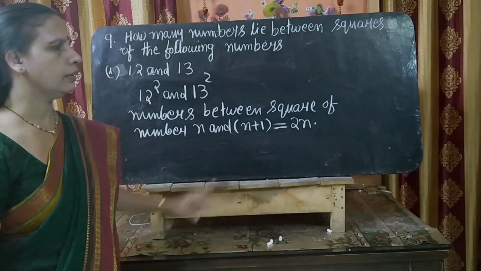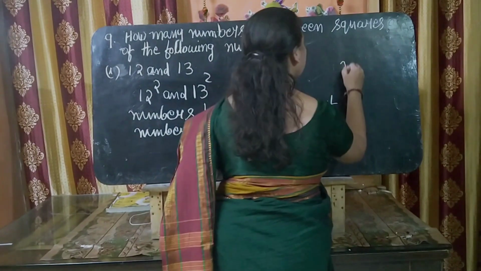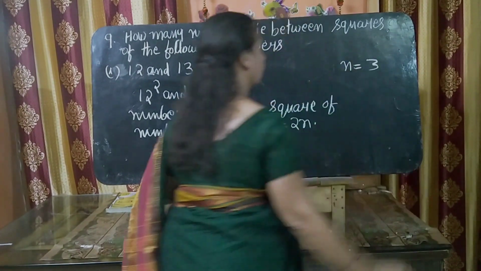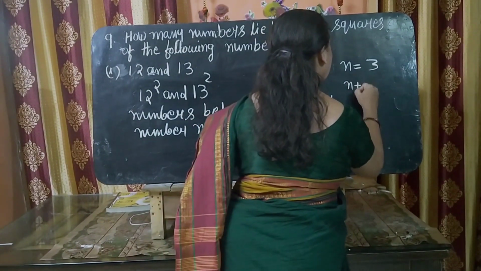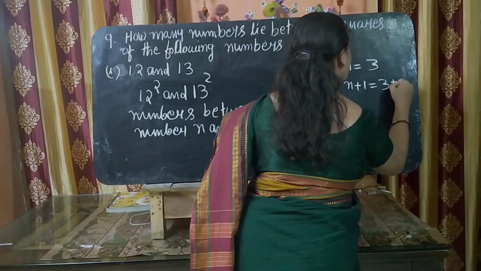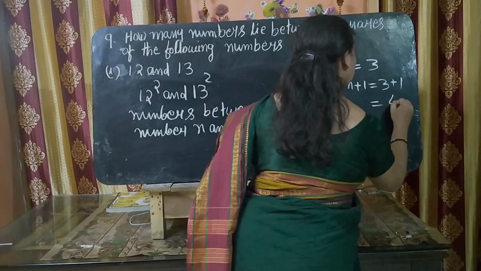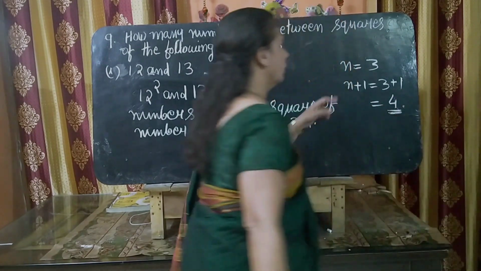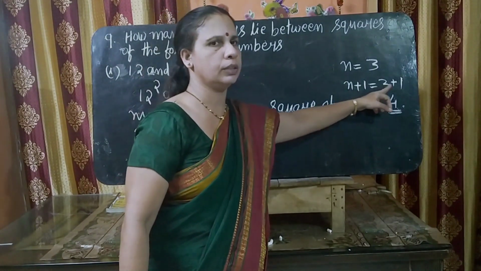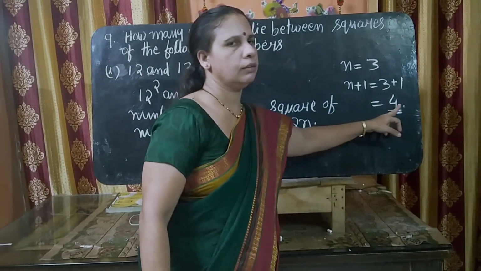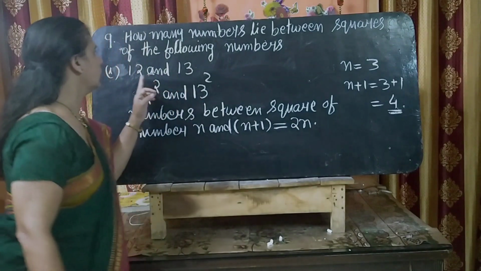What is n? For example, I am taking n equal to 3. Then what is n plus 1? n plus 1 equals 3 plus 1, that is equal to 4. Like this.